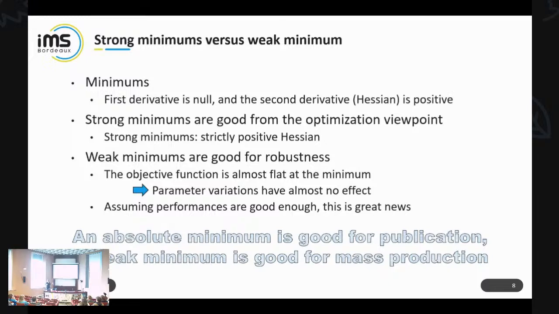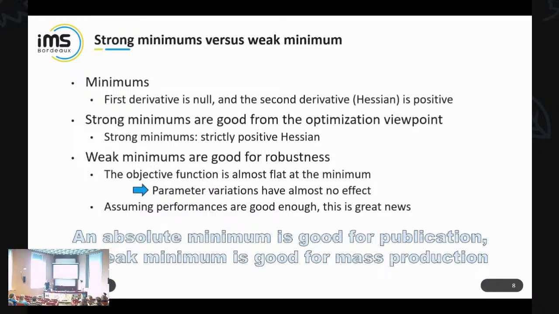And for us, a weak minimum finally is good for robustness, because at a weak minimum, if you have modification in the parameters, you will have very, very little modification on the objective function, which means that you will be stable and that your circuit will be robust in terms of discrepancy that you will have at the process step of manufacturing. This is something you cannot avoid. Parameters will move, let's say, at random. That's because of microelectronics. So for electronics, you will focus more on weak minimum than on strong minimum.